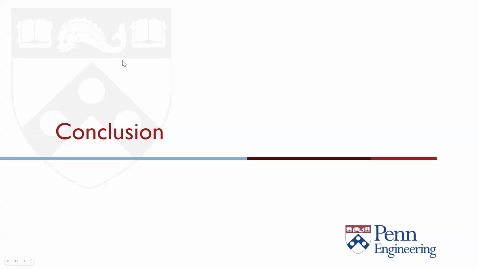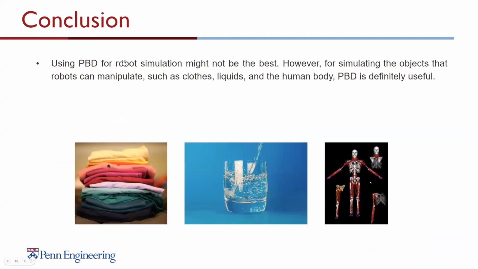So I will go into the conclusion. First, using position-based dynamics might not be good for the robot arms themselves, but for simulating the objects that the robot interacts with, such as clothes, some kind of liquid, or a human body, position-based dynamics works well. And even the differentiable simulator, Brax, also uses position-based dynamics.